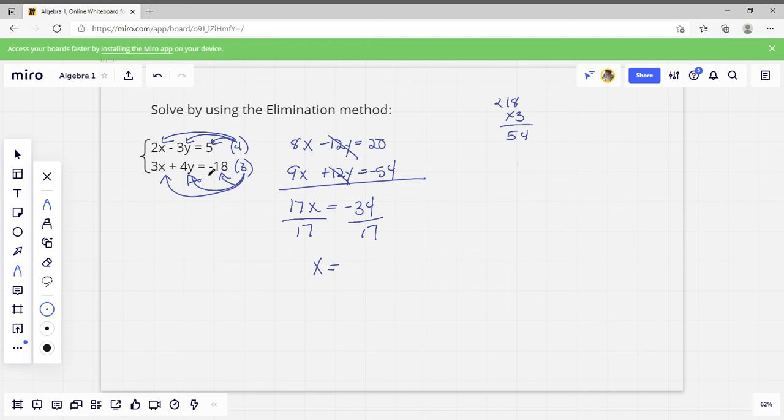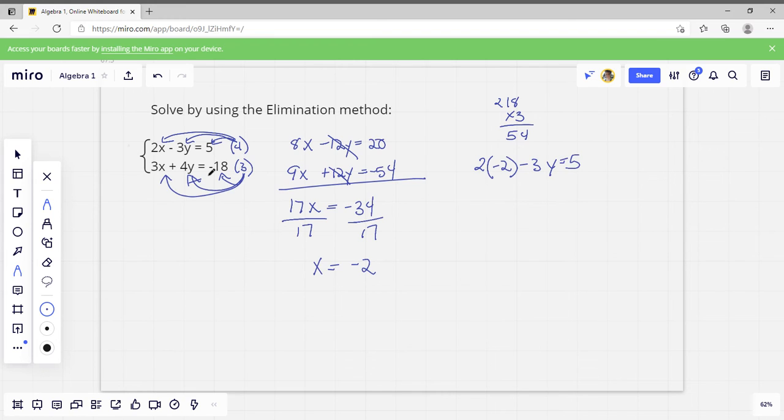I think that's 2. 14, 2 times 1 is 2, 3, yep. Okay, so that would be 2, negative 2. So x equals negative 2, and now I got to solve for y, so I'm going to say 2x, which is negative 2, minus 3y equals 5.